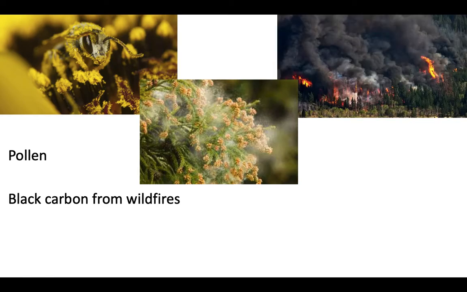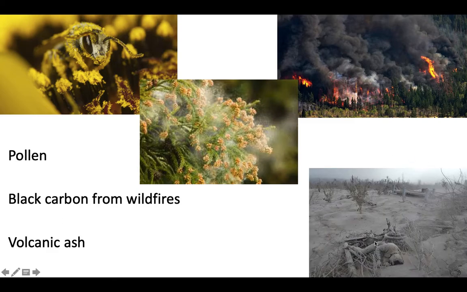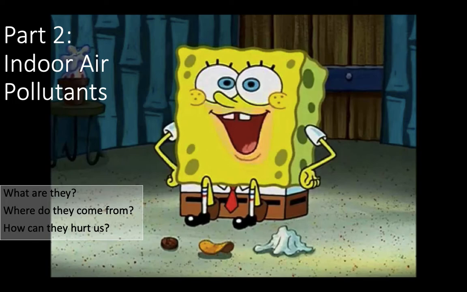Carbon is produced from wildfires, but also particulate matter like soot and ash being produced from forest fires, and volcanic ash, which I mentioned already. Again, soot, ash, particulate matter. And that's pretty much it for natural sources of air pollutants. Pretty straightforward. Now I want to talk about indoor air pollutions.